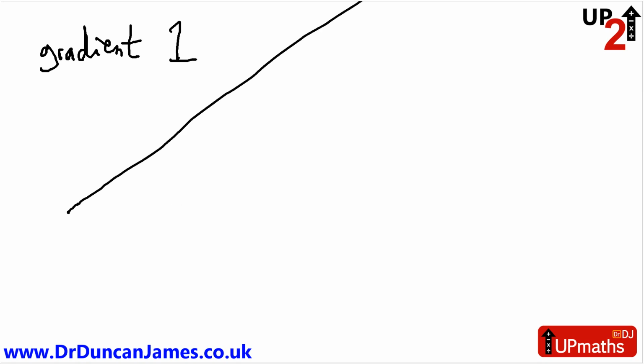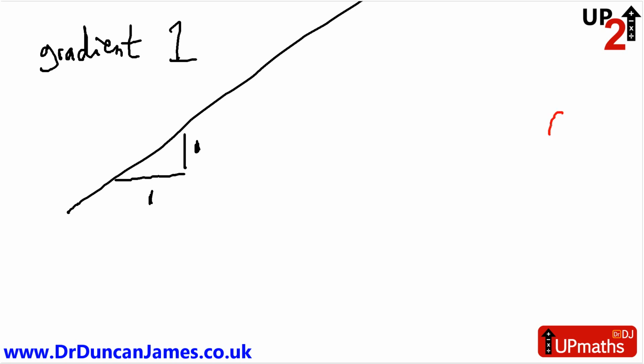So let's draw a line with a gradient of 1. So pause and have a go in your own time if you like. It's going to look approximately like that. The reason is for every 1 it goes across, it goes up 1.